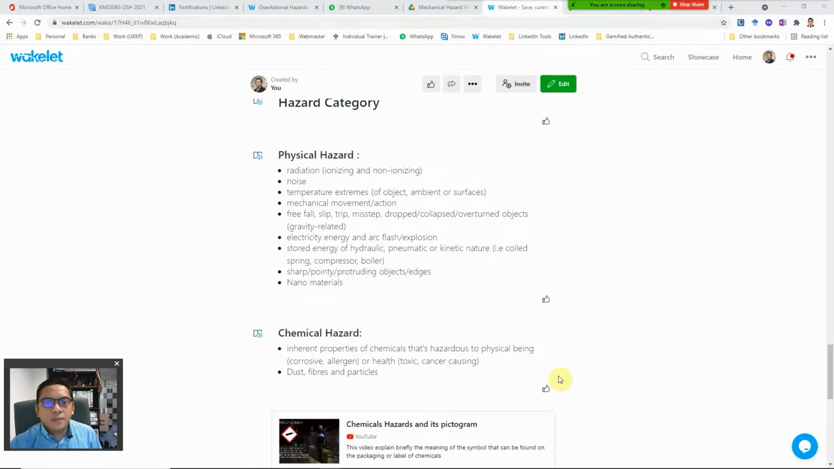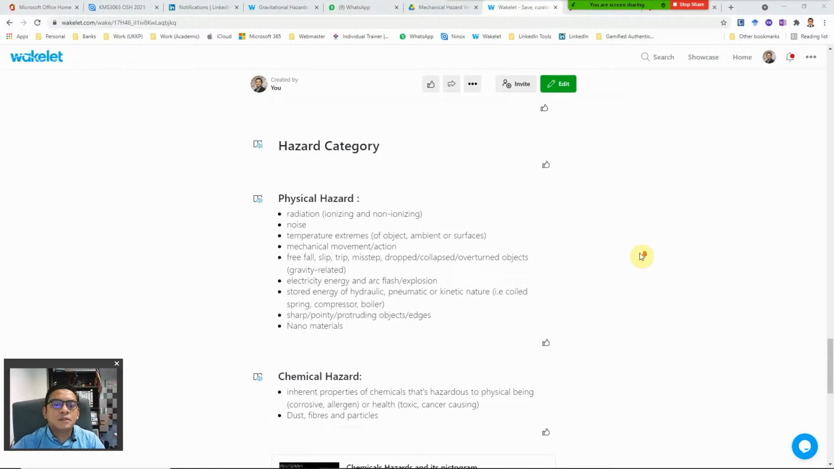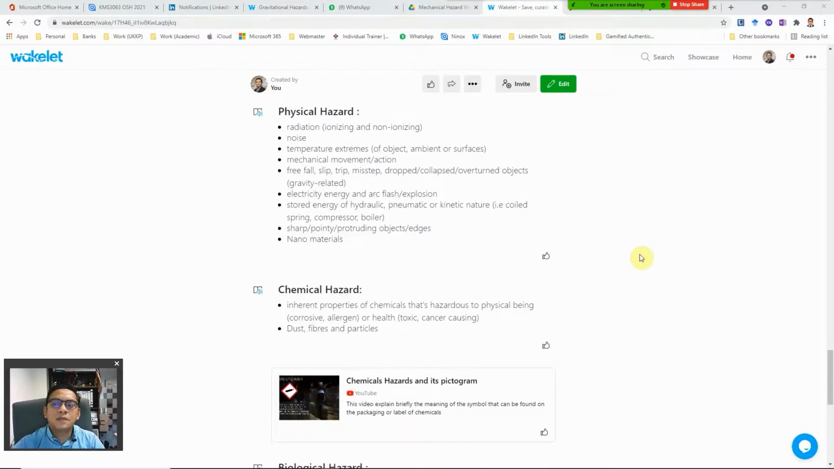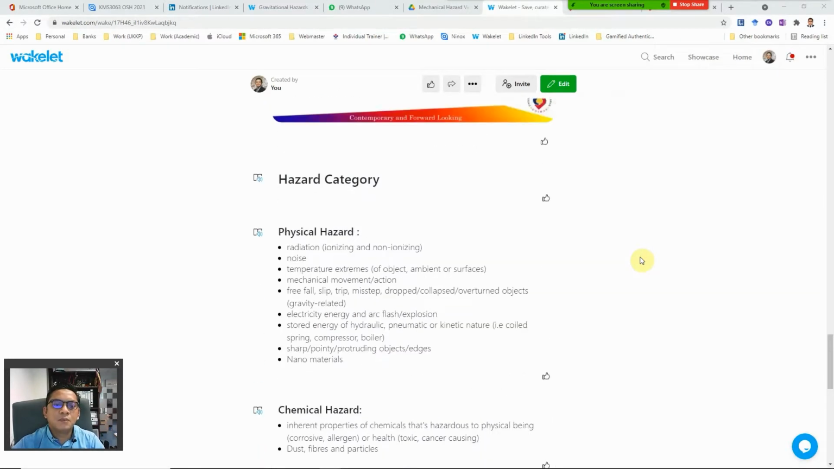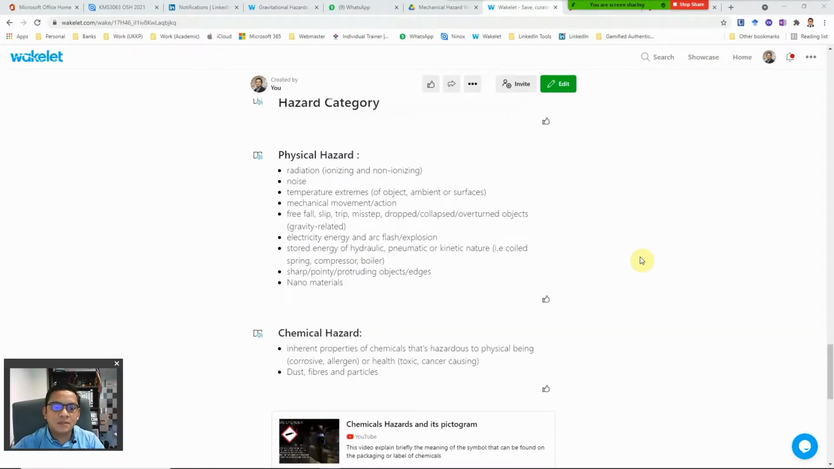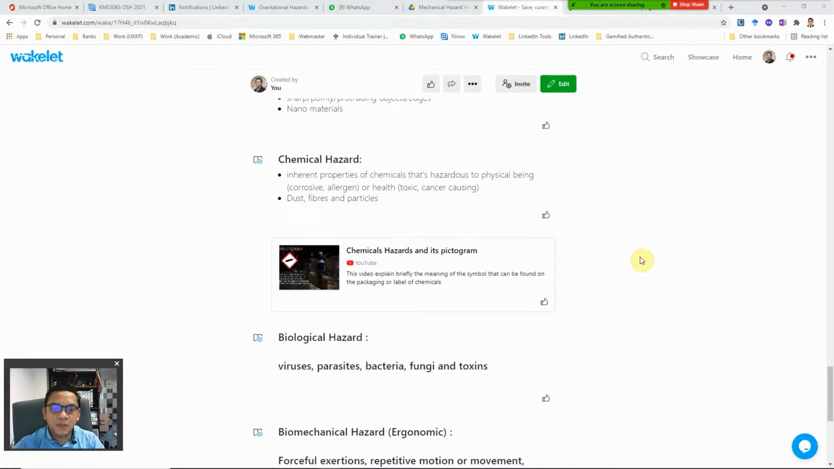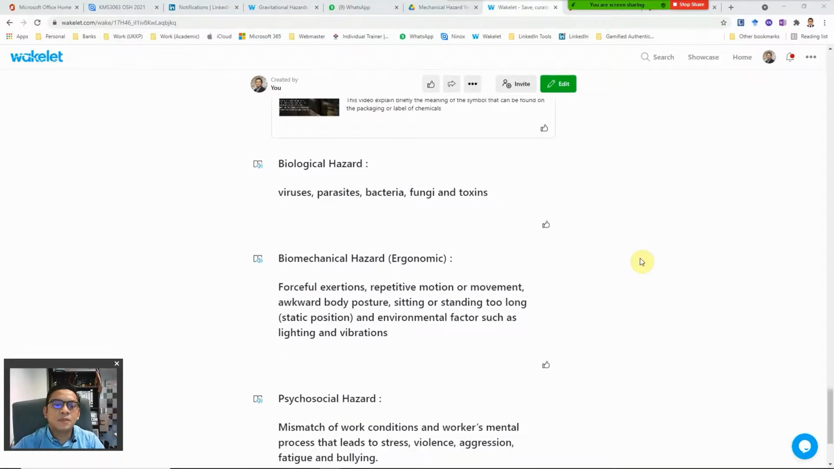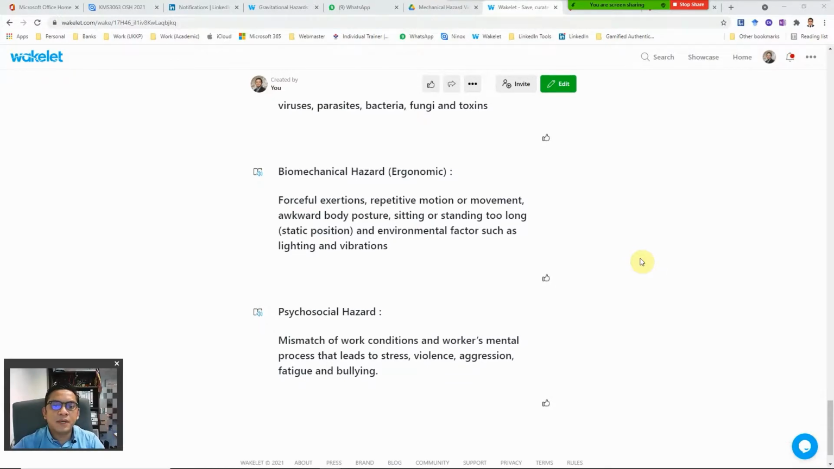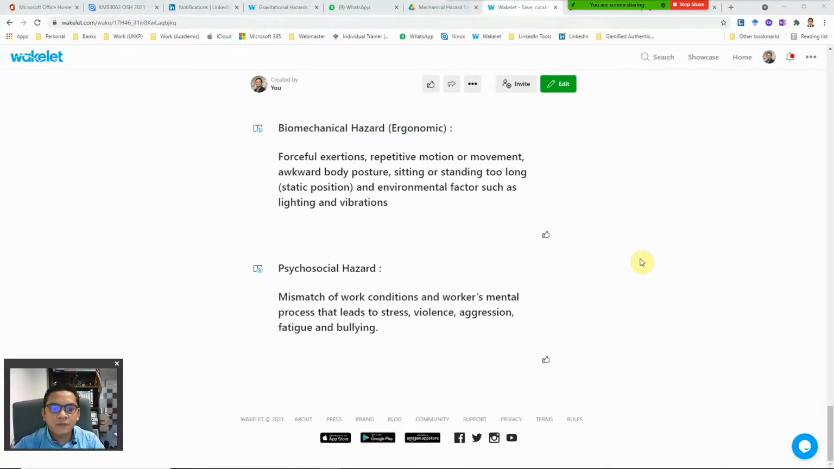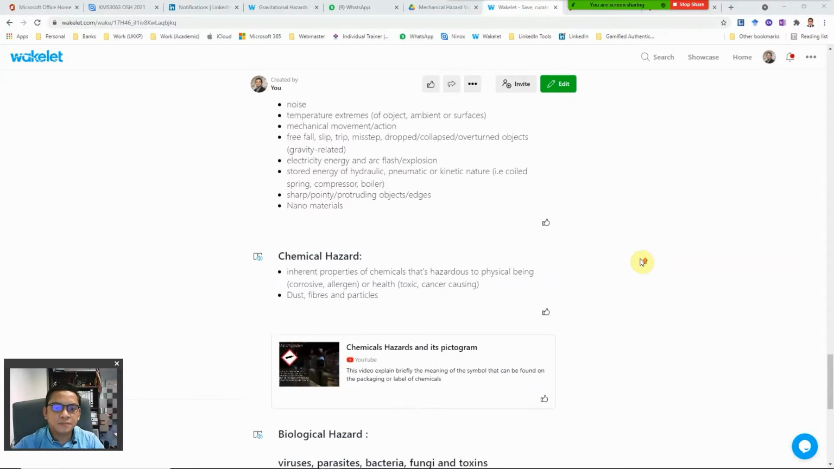Okay, let's look at some of the hazard categories and what are the items within that category. So in general, hazard can be classified into 5 categories. Okay, number 1 would be the physical hazards. Number 2 would be the chemical hazards. Number 3 is the biological hazards. Number 4 is the biomechanical hazards. And number 5 is the psychosocial hazard.